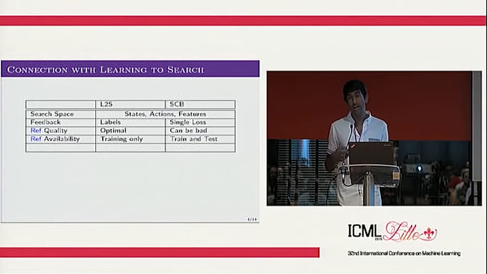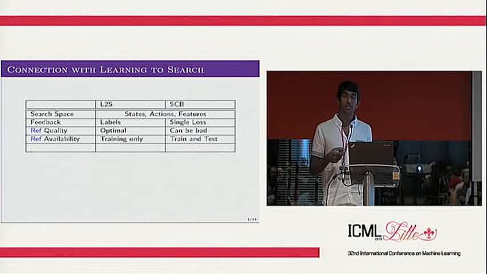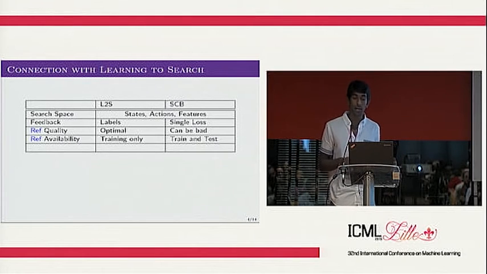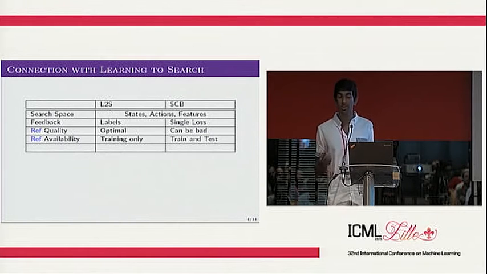Another difference is when the reference is available. So in the learning to search setting, the reference is looking at the true labels. And so it's really only available at training time. Whereas in the contextual bandit setting, the reference is an existing solution. And so it's available at training and test time.